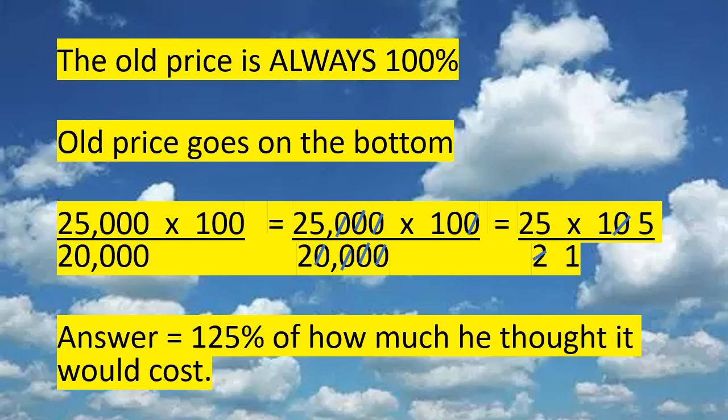So we're left with, on the top, 25 times 10, and on the bottom, 2. So we can divide again. We can divide the 2 on the bottom into the 10 on the top. The 2 becomes 1 on the bottom, and the 10 on the top becomes 5. So now on the top, we have 25 times 5, and that comes to 125%. So the answer is it cost Thrapuedo 125% of how much he thought it would cost.